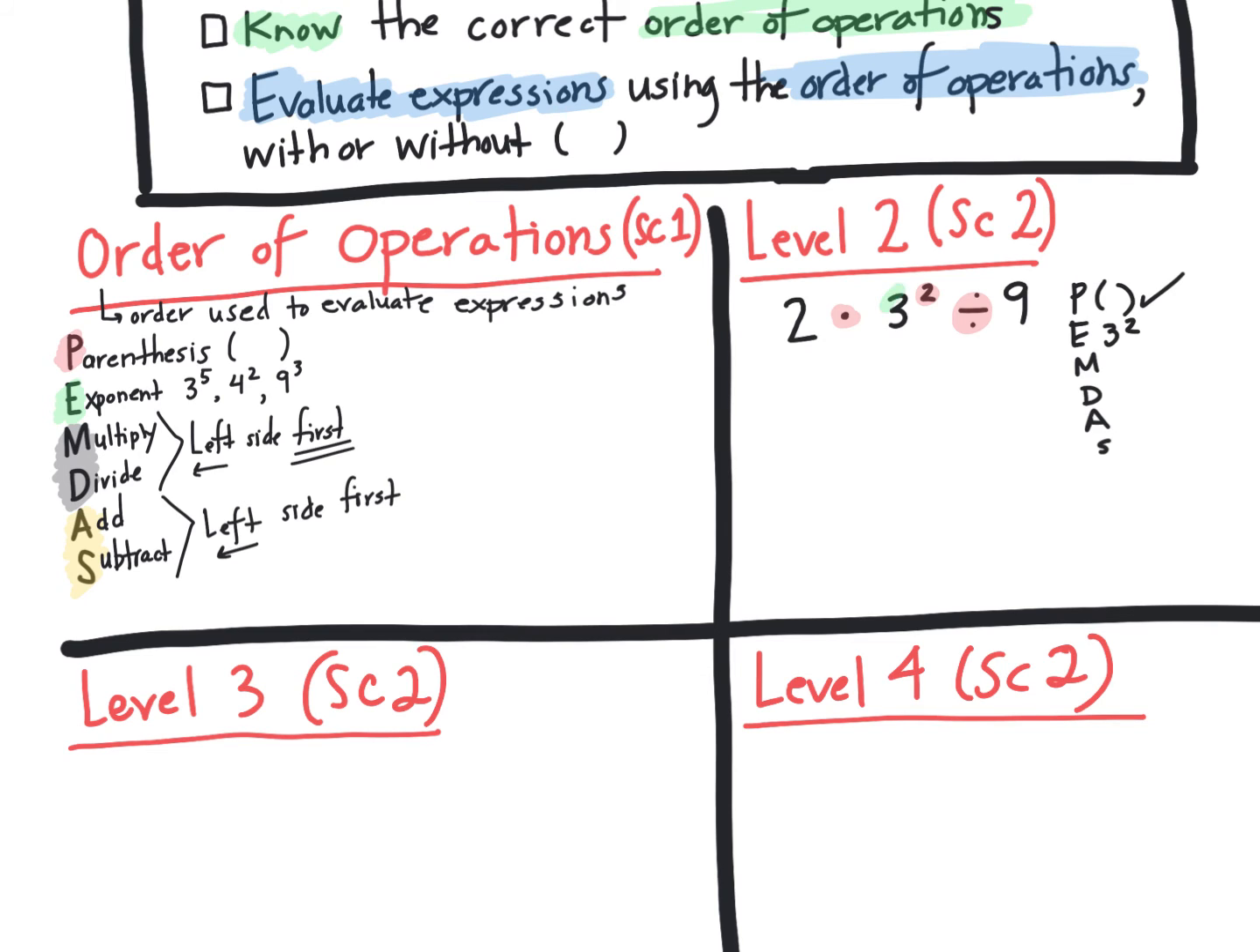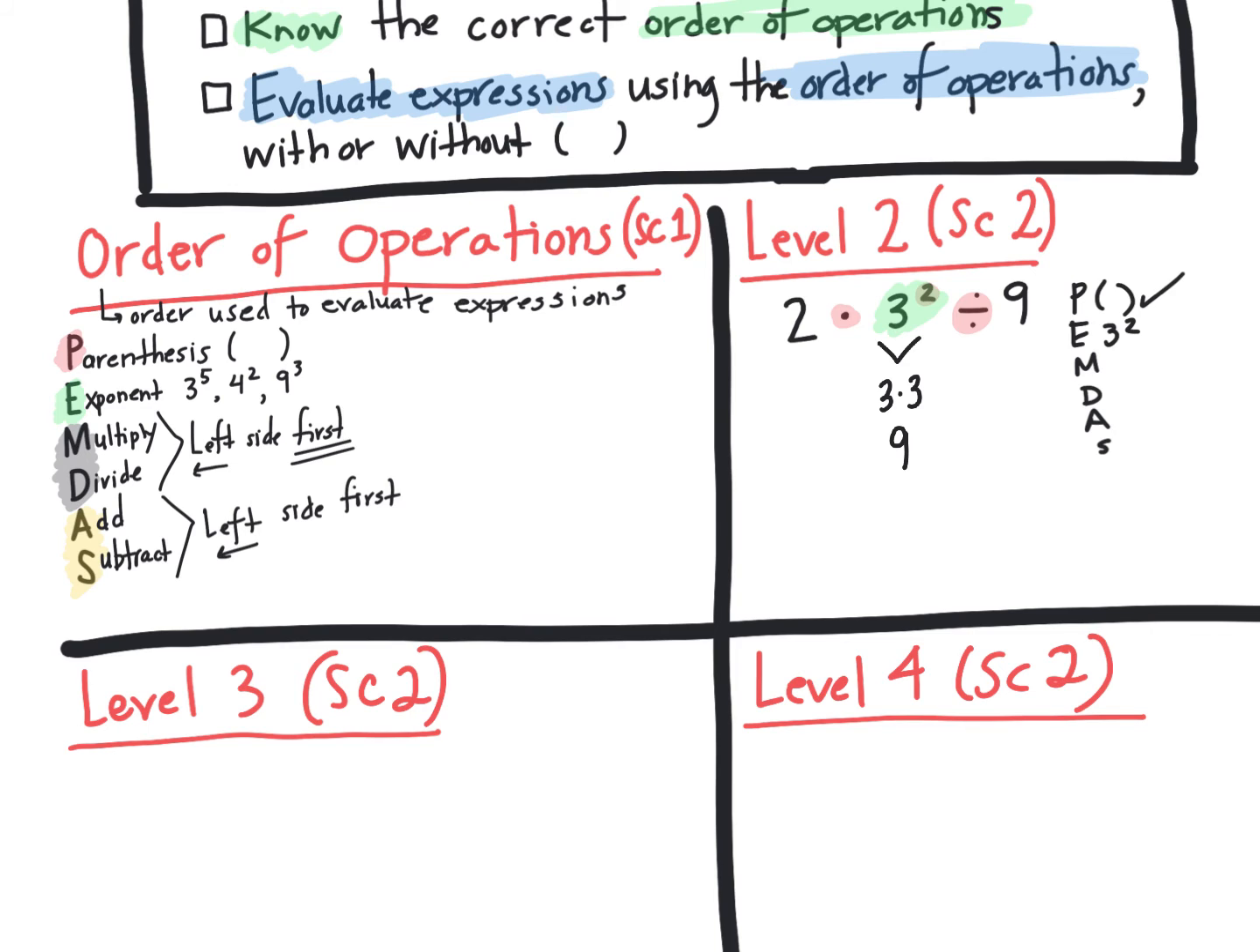That exponent is right here, 3 squared. So let's go ahead and work with that first, okay? So 3 times 3 is what 3 squared means, okay? So we're going to do that first. 3 times 3. You notice I expand it. I write it out, okay, and 3 times 3 is 9.